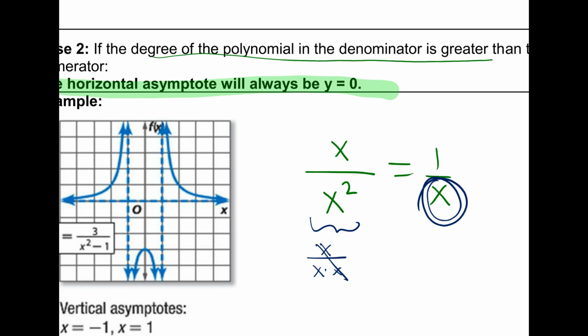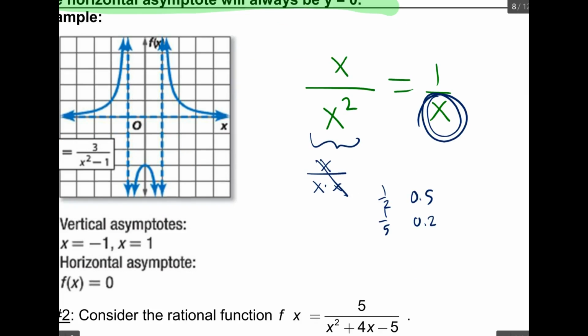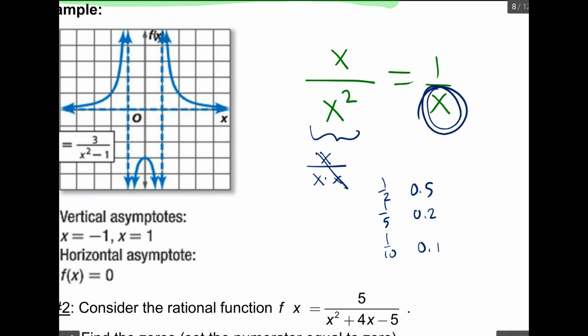So think about it, right? 1 over 2 is bigger than 1 over 5. 1 over 2 is 0.5, 1 over 5 is 0.2, 1 over 10 is 0.1, 1 over 100 is 0.01. So I'm getting smaller as I'm putting bigger x's on the bottom. That's why the horizontal asymptote is at 0. If I put a really, really big number on the bottom, this gets closer to 0.